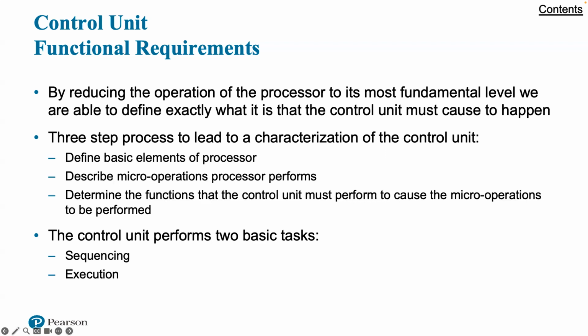We can now be somewhat more explicit about the way in which the control unit functions. The control unit performs two basic tasks. Sequencing: the control unit causes the processor to step through a series of microoperations in the proper sequence based on the program being executed. Execution: the control unit causes each microoperation to be performed. The preceding is a functional description of what the control unit does. The key to how the control unit operates is the use of control signals.